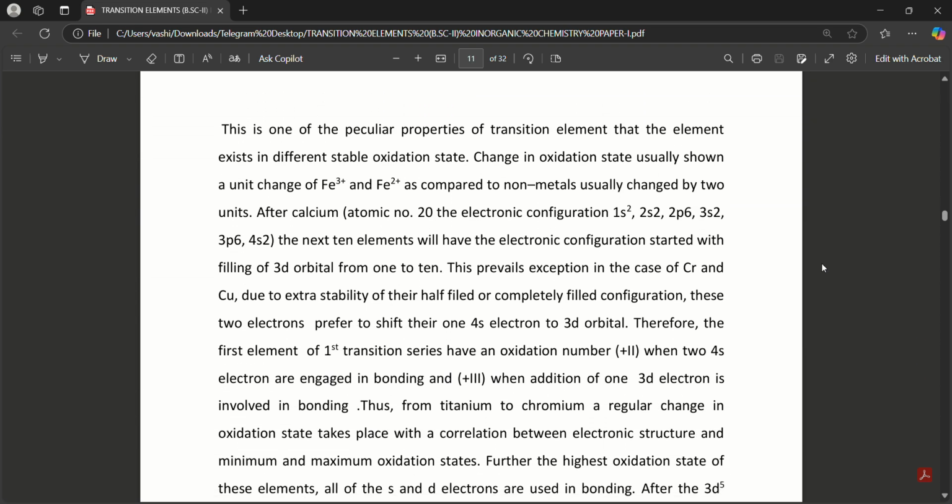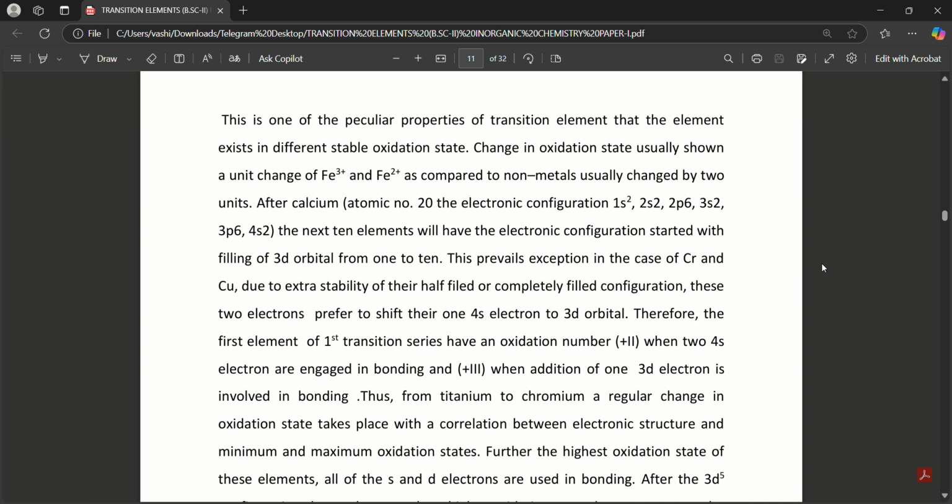Oxidation states. This is one of the peculiar properties of transition elements, that the elements exist in different stable oxidation states. Change in the oxidation state usually shows a unit charge, as in Fe3 positive and Fe2 positive, as compared to non-metals, which usually change by 2 units.